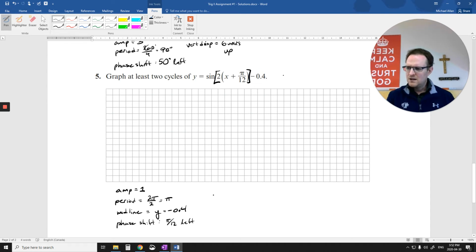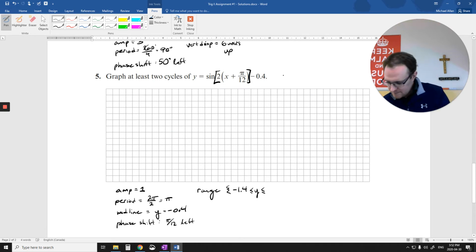Amplitude, period, midline. I'm going to get my range. The reason I want my range is I want to know where the maximum and the minimum of this graph is. So the minimum is going to be the midline minus the amplitude. So I'm going to go negative 1.4. And then my max is going to be my midline, -0.4, plus the 1 of my amplitude, which is going to be a 0.6. The reason I want that is I want to know how tall I need to make this graph. Now, I didn't have to write all that out. Period is just XCR, so that's not going to help me too much.